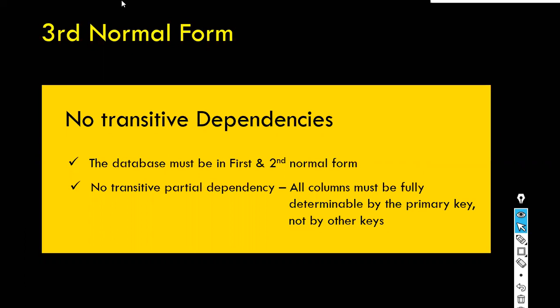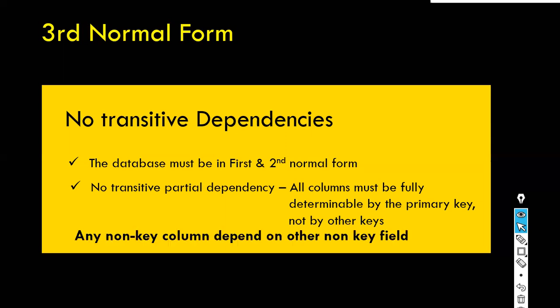Okay, so what is third normal form? For a table or a relation to be in third normal form, it should be in first normal form and second normal form. In addition to that, there should not be any transitive dependencies. What do you mean by transitive dependency? Any non-key column depending on another non-key field is called transitive dependency. It should not be there. So it should not be like this.